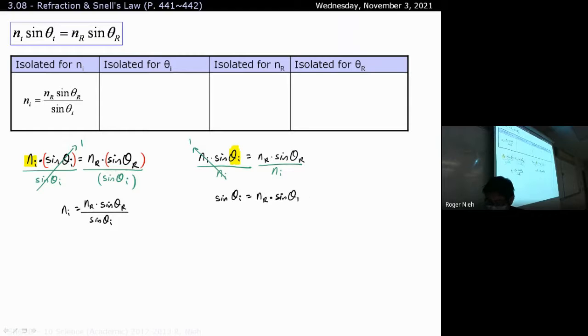Okay, so what to do next? How do we exactly get rid of this sine over here? Well, let me give you another side example, all right? If you have x squared is equal to 9, how do you get rid of the squared?